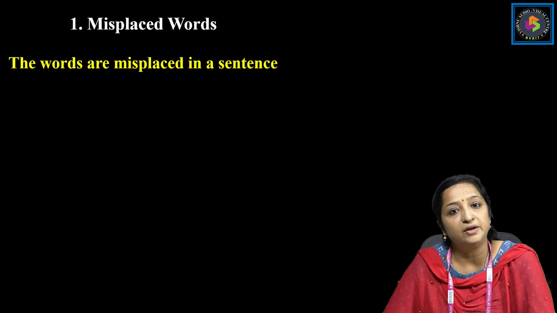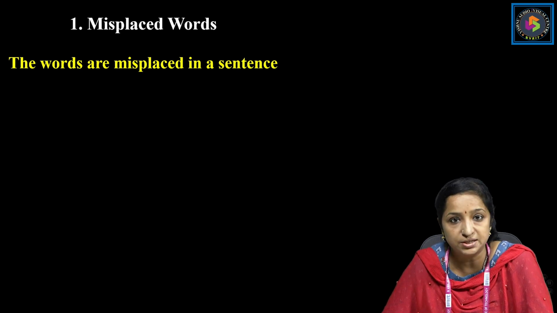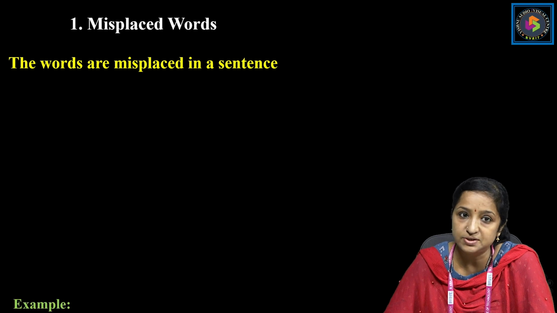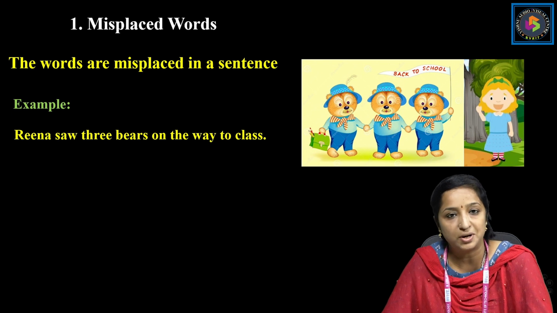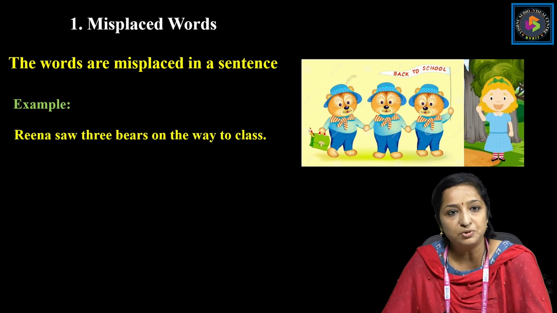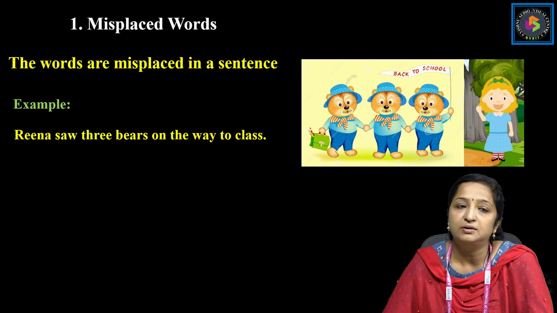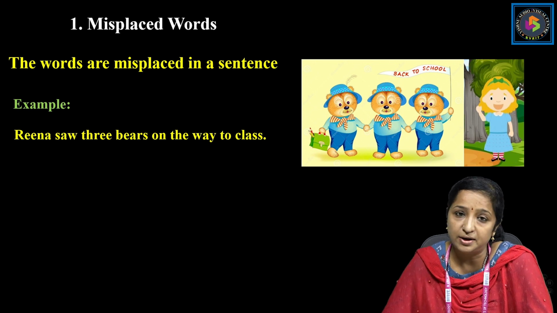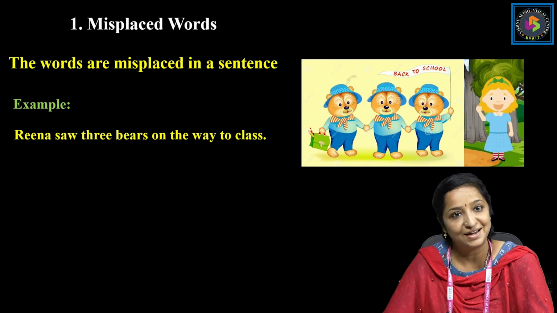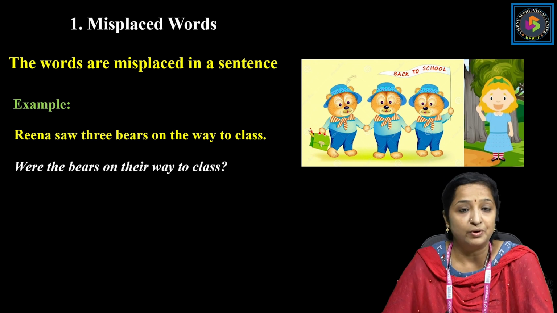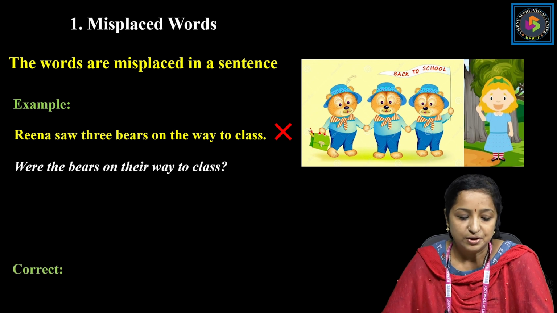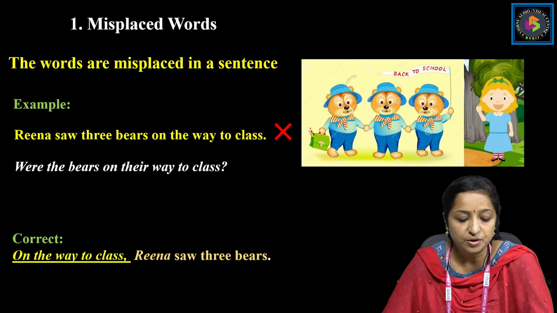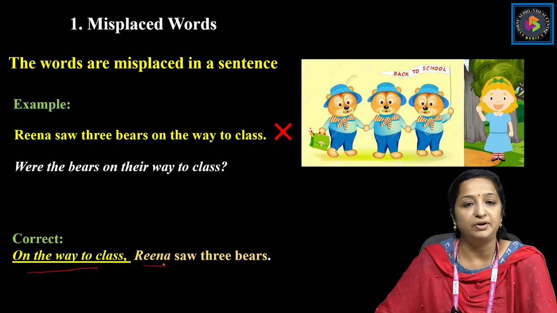Misplaced words are words that are misplaced in a sentence. For example, Reena saw 3 bears on the way to class. With this sentence, we are able to know that Reena saw 3 bears and that the 3 bears are going to the class. So were the 3 bears on their way to the class? No. Only Reena can go to the class, but not the 3 bears. So obviously the sentence is wrong. The correct one is, on the way to class, Reena saw 3 bears.